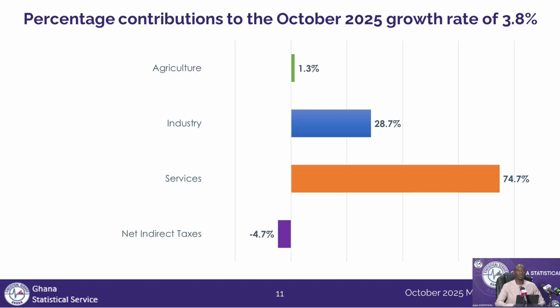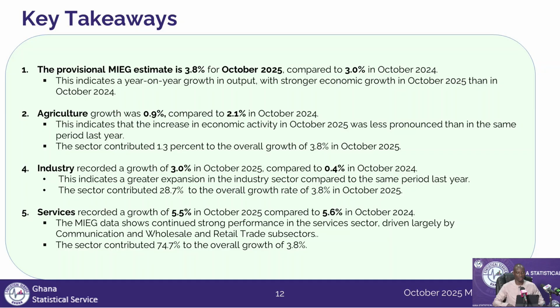Now, ladies and gentlemen, what are the key takeaways from today's release on the monthly indicator of economic growth for October 2025? Overall growth increased from 3% in October 2024 to 3.8% in October 2025, indicating stronger economic performance. Agriculture grew more slowly in October 2025 than the same period in 2024.